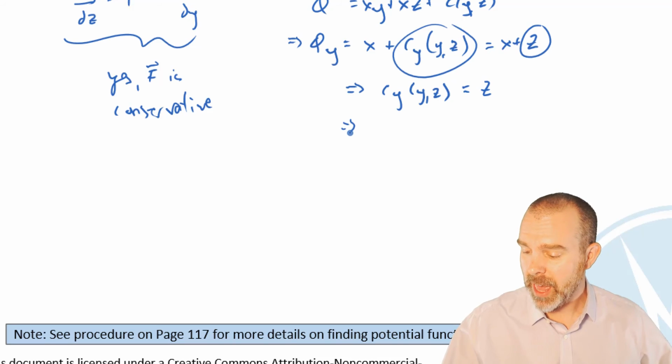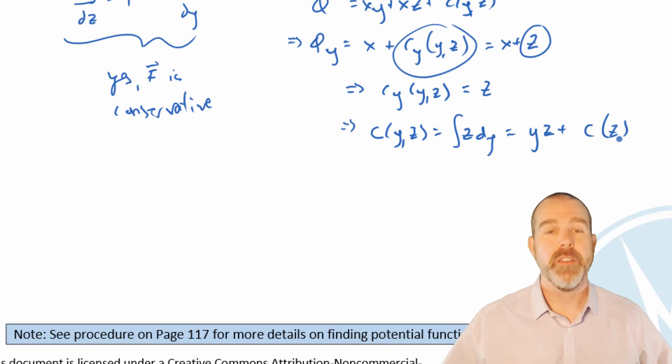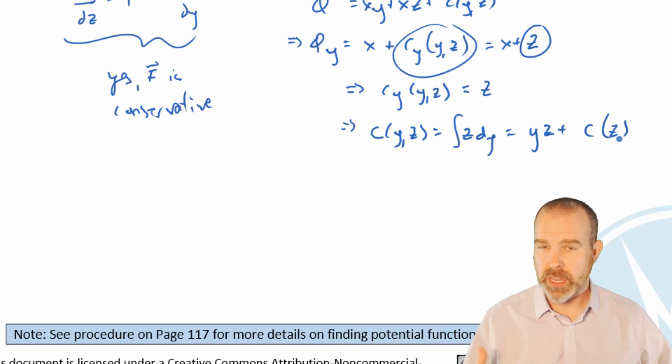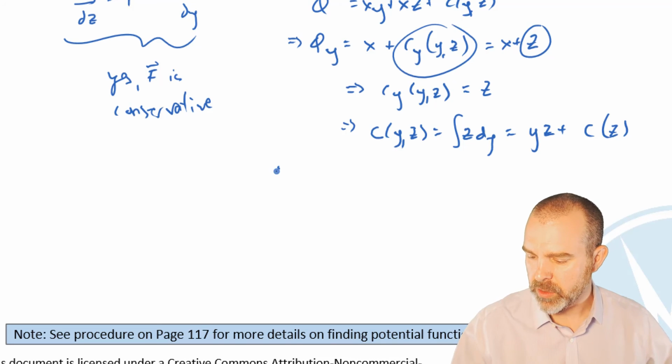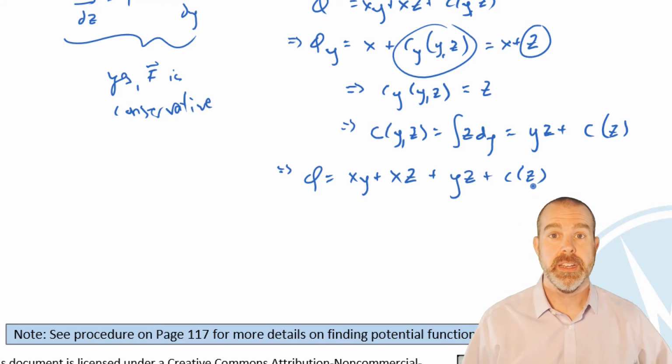Well, we can do the integral again. That means that c function, whatever it is, must be the integral of z just dy. So that's yz plus some unknown function here just of z, right? If we were looking at the partial derivative of z with respect to y, that means any function of z, the partial derivative would be 0. Okay, we are getting close. Well, this means that phi must be equal to xy plus xz plus the c function, which we now know is yz plus some unknown function of z.